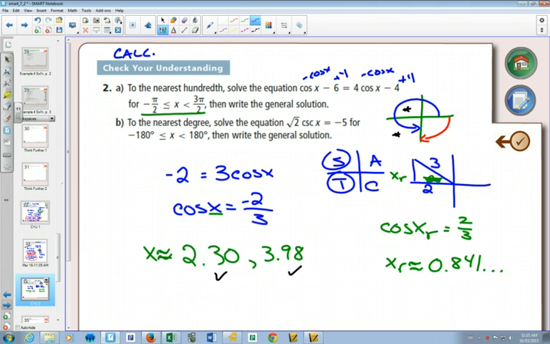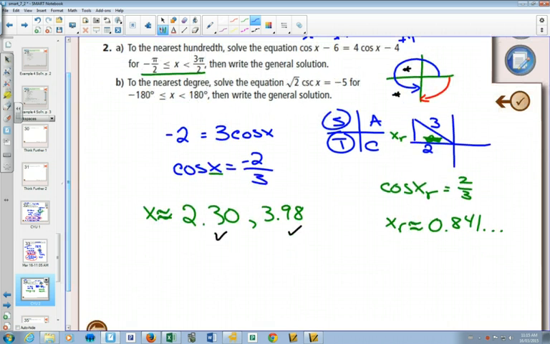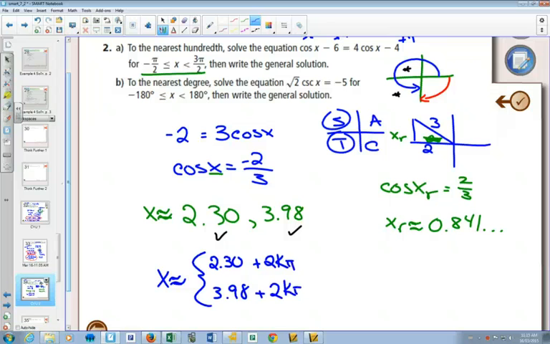Then write the general solution. So our general solution, we're in radians, add 2k pi to each one.